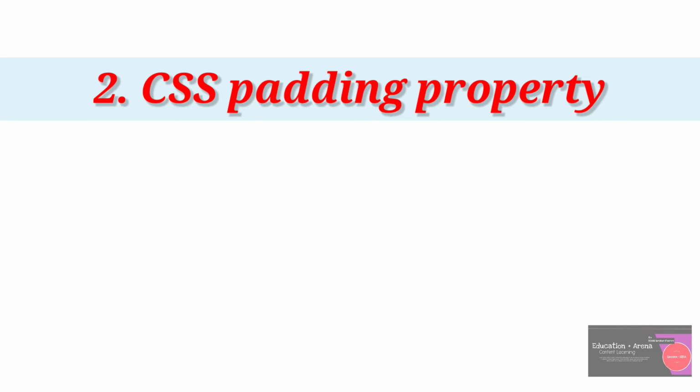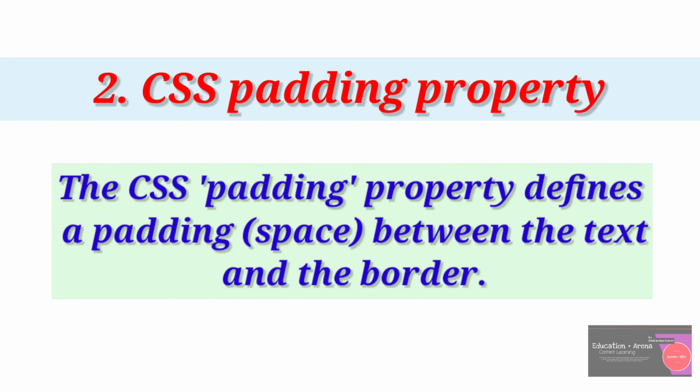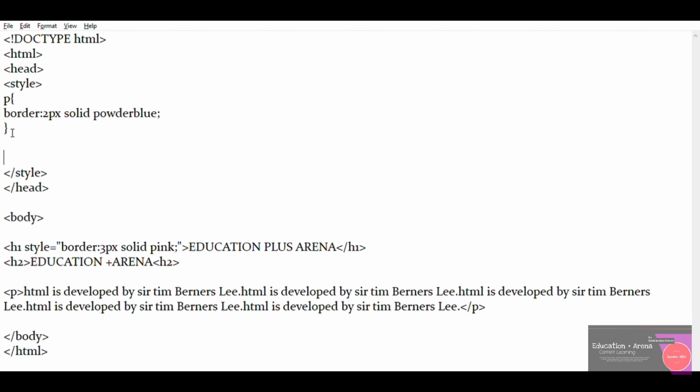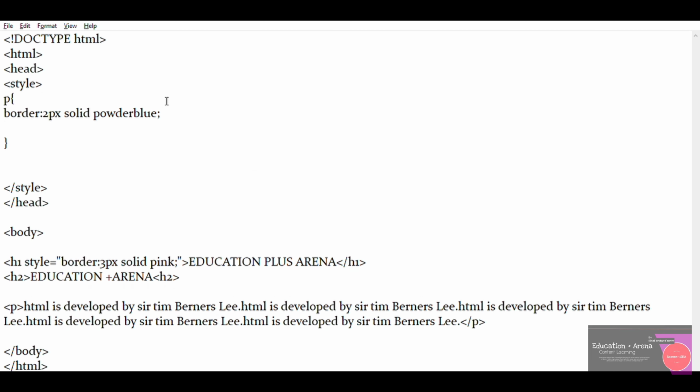Now the next property is the CSS padding property. The CSS padding property defines a padding or extra space between the text and the border. I will show you one example. So in the previous example only, I will add the padding property. So padding I am giving 50 pixel.